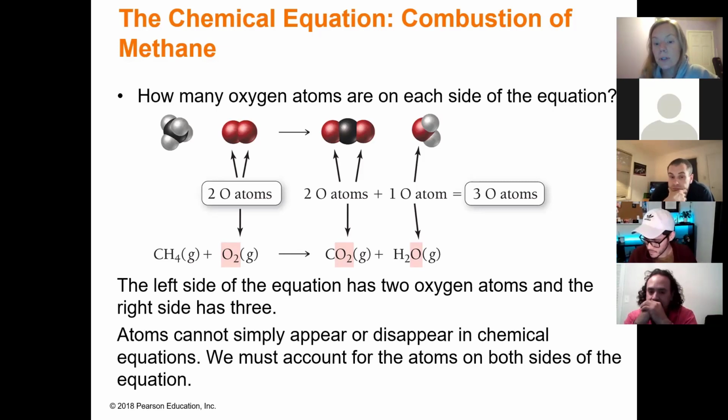This is not true for nuclear chemistry, where matter can actually change purely into energy. But for the sake of this, we need to make sure that the atoms we're starting with are equal to the atoms that we're ending with.